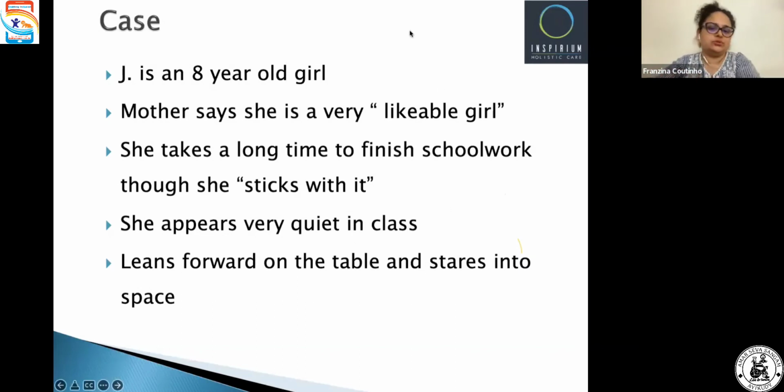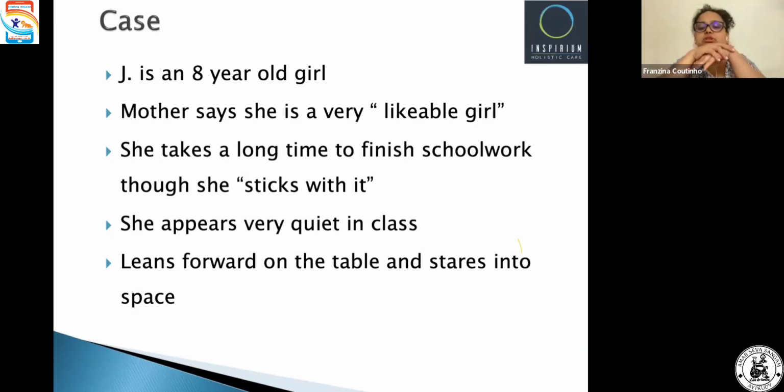And lack of perceptual skills too. Very possible. Okay. She appears very quiet in class. Now there could be many reasons for her being quiet in class, right? One of the issues could be she's not processing all the information the teacher is telling her, so she's getting lost. So auditory processing is difficult for her.